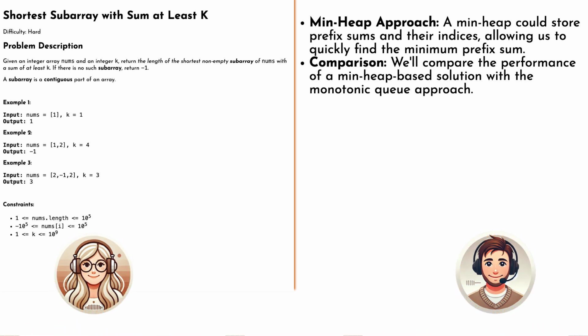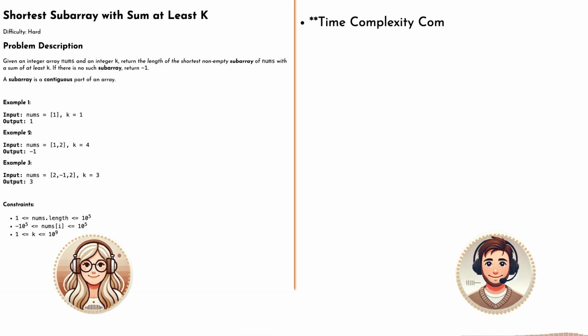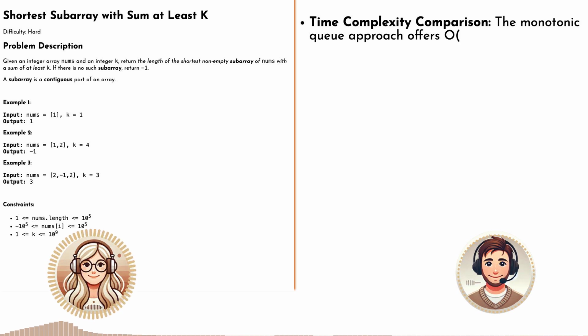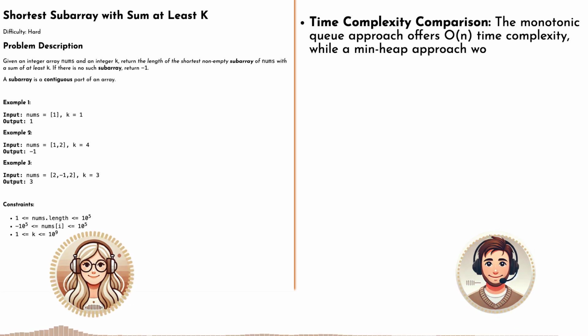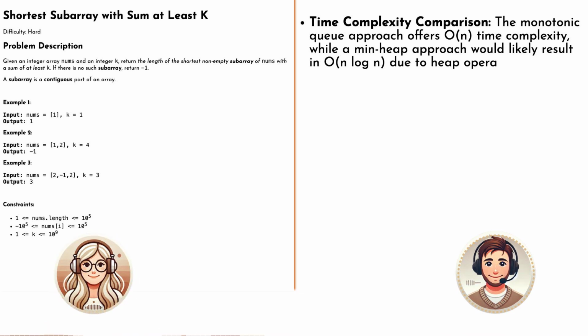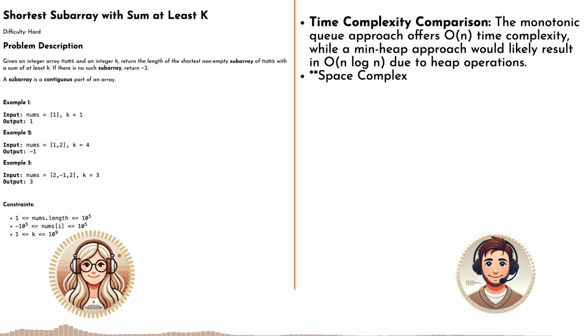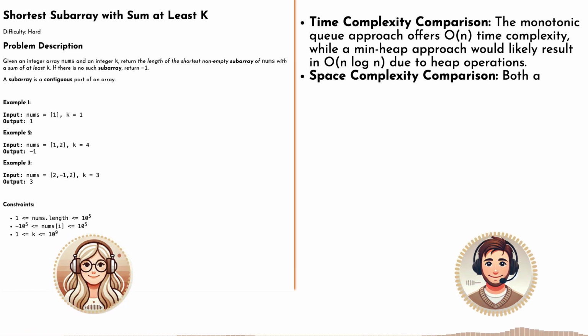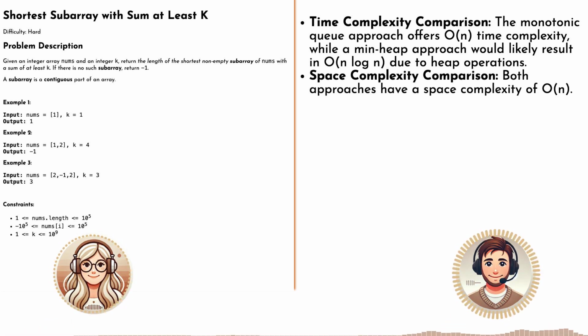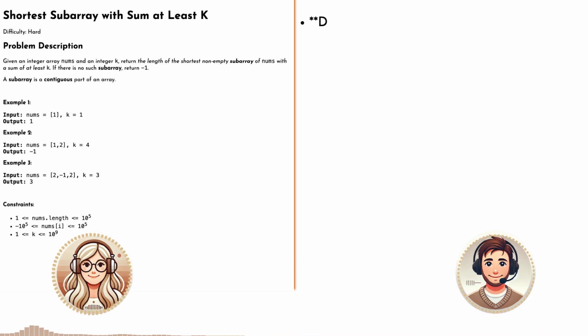So here's how it works. As we calculate each prefix sum, we insert it into our min heap, along with its index in the original array. So each element in the heap is like a pair: prefix sum and its index. Yes, and by having those indices, we can easily calculate the length of the subarrays. And the beauty of a min heap is that it always gives us access to the smallest prefix sum at the root. So it's like we have this constantly updated list of the most promising starting points. Just like with the monotonic queue? Just like the monotonic queue.